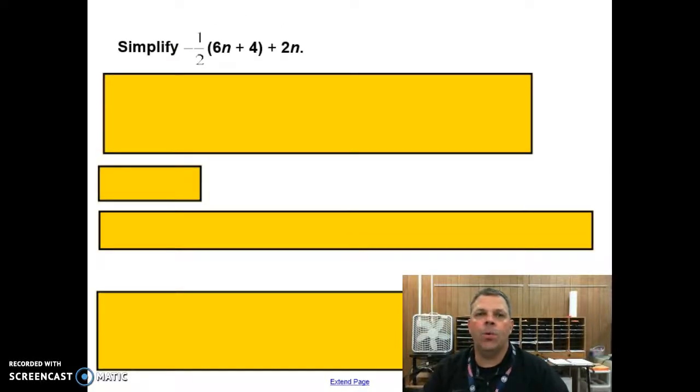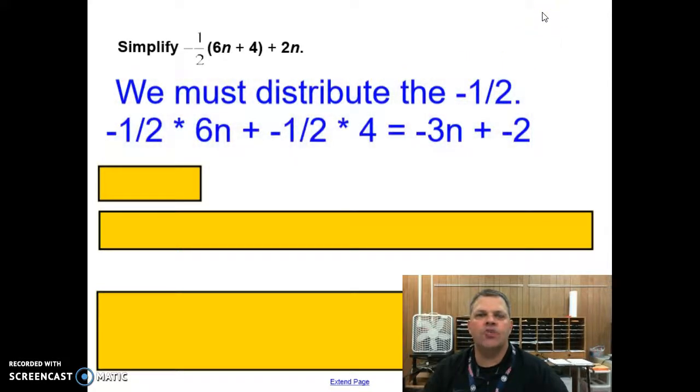In our third example, we are to simplify negative 1/2 times the sum of 6n and 4 plus 2n. The first thing that we must do is distribute the negative 1/2. This means we take negative 1/2 times 6n, and we take negative 1/2 times 4. Negative 1/2 times 6n is negative 3n. Negative 1/2 times 4 is negative 2. So after the distribution of the negative 1/2, we get negative 3n plus negative 2.